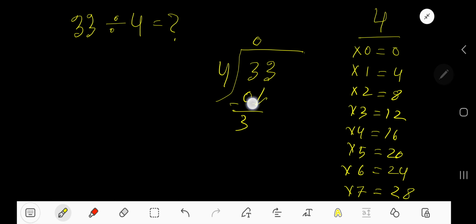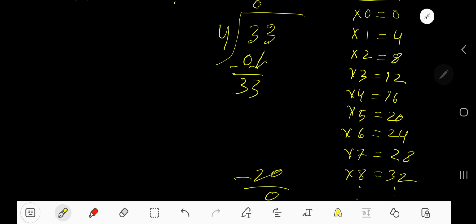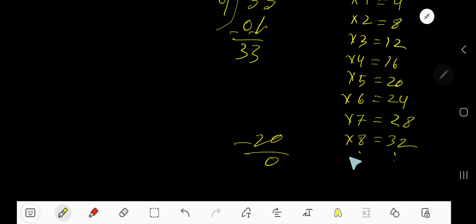Subtract 3, bring down the next digit. 33. 4 goes into 33 how many times? Okay, look, 8 times 4 is 32, then 9 times 4 equals what? Just add 4 with the previous step, 36. Look, 4 goes into 33 how many times? 9 times 4 is 36, which is greater?